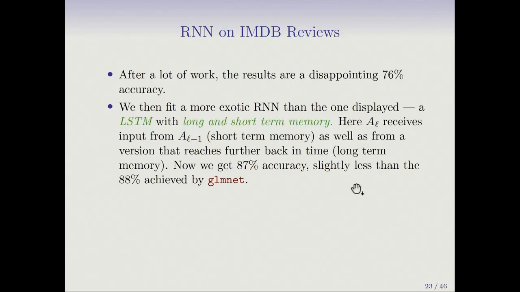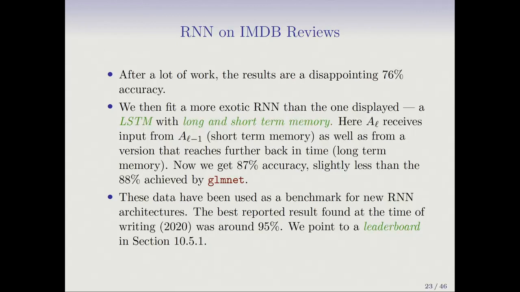Now, just like the MNIST data and the ResNet and all these databases, these IMDb reviews have been used as a benchmark for new RNN architectures. So the best reported result found at the time of writing was around 95%. It's, of course, a much more complex network. If you look in section 10.5.1 of the book, the second edition, you'll see we point to a leaderboard where you can see who's winning the race. And again, subject to overfitting and overlooking at the data.